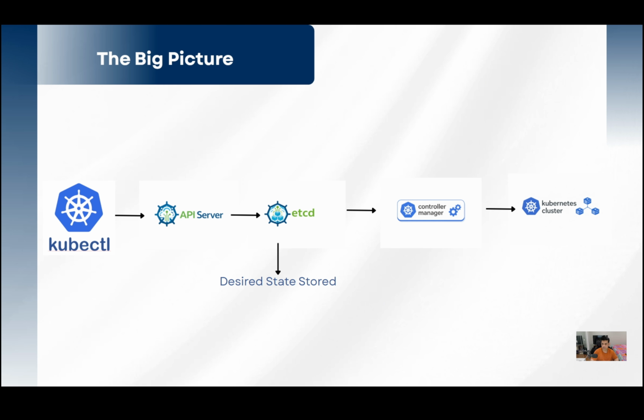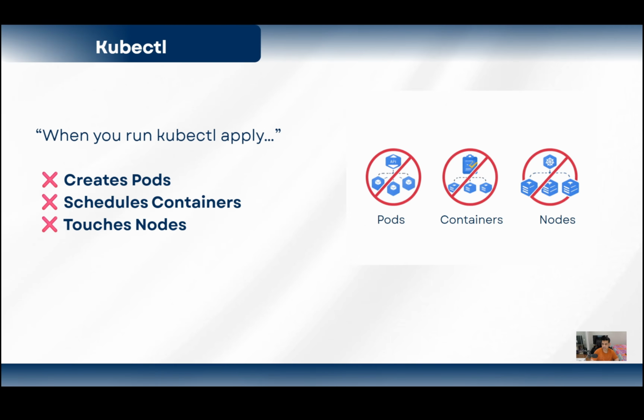So the kubectl command creates a chain reaction. kubectl sends a request, the API server receives it, etcd stores the desired state, the controller manager notices something has changed, and they react. Nothing happens instantly. Kubernetes always reacts. Let's start at the beginning.